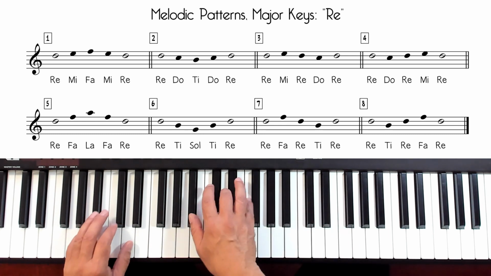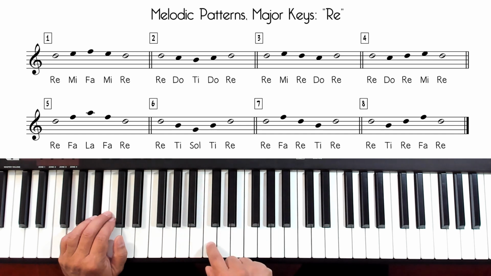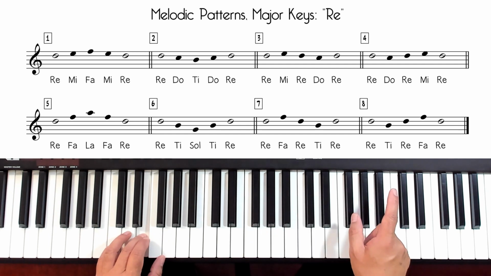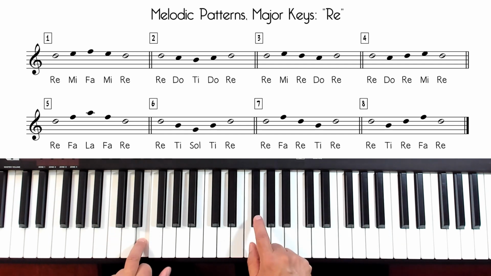Let's go to number 3. Sing re, mi, re, do, re. Checking. And together, let's go to the key of E. Now let's sing number 4. Okay? Re, do, re, mi, re. Together. Checking.